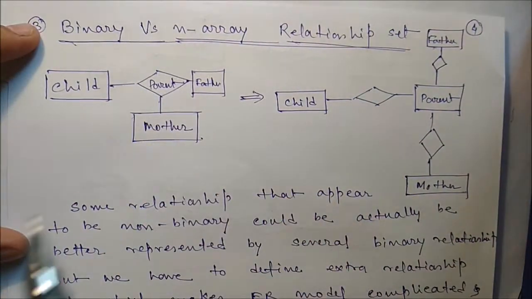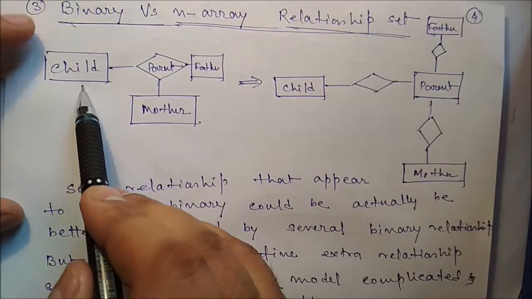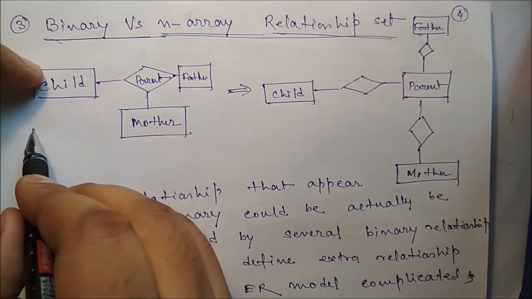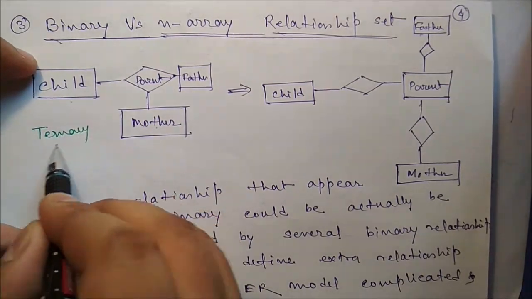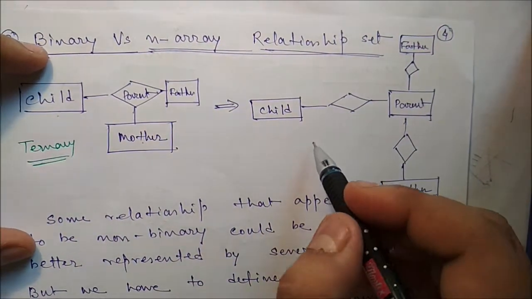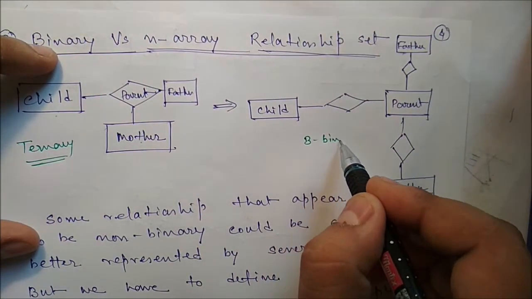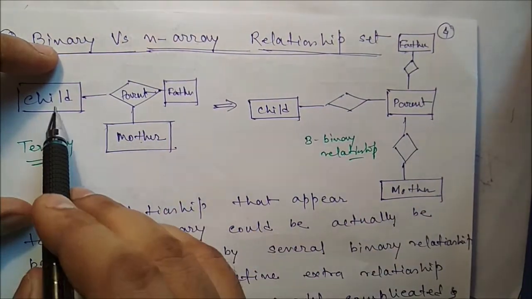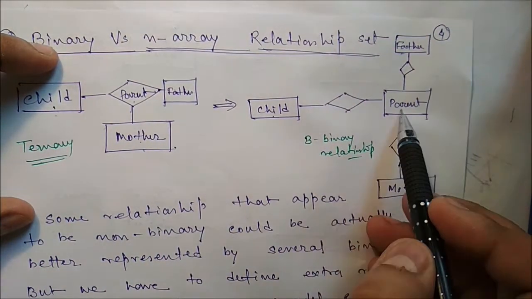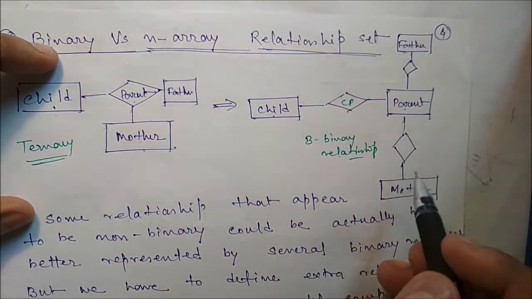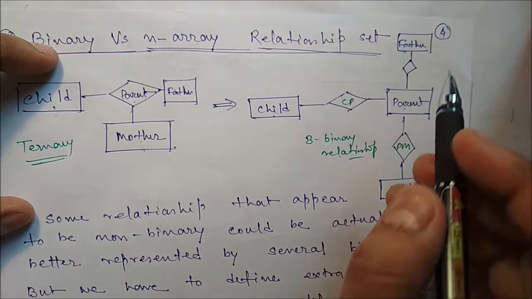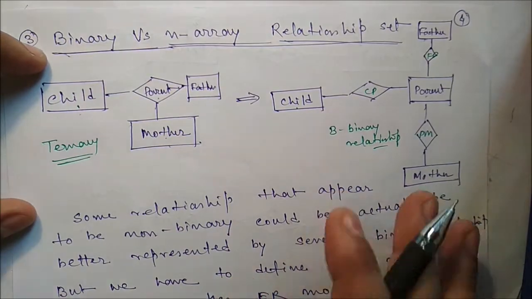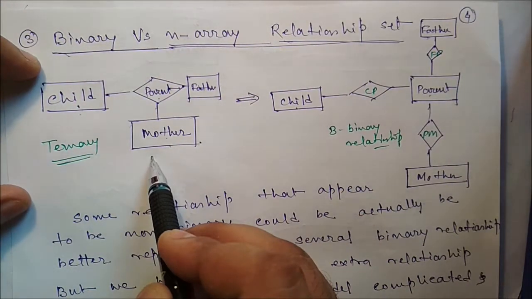Next issue is binary versus n-ary relationship set. Now say child, parent, father, mother. It is a ternary relationship. Now we can break this into three binary relationships. Child with the parent is a child-parent relationship, parent with the mother is a parent-mother relationship, and father with the parent is a father-parent relationship. So here we can convert ternary to binary.